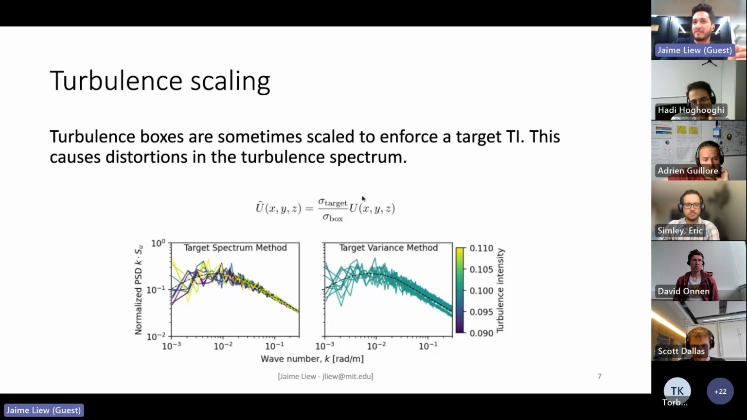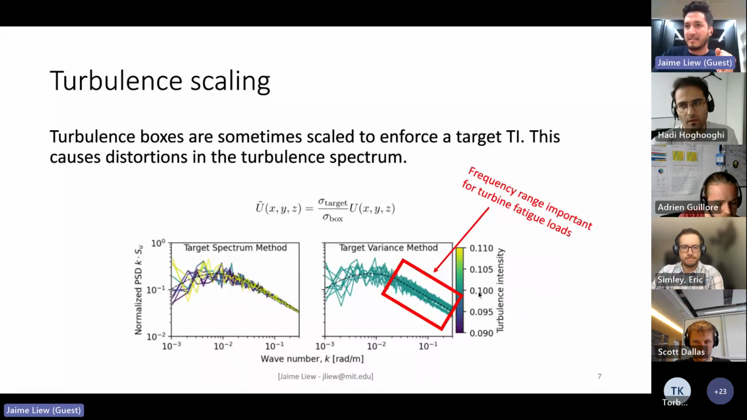If you perform some kind of scaling, you can get to this right plot where all the lines are now the same color. They have the same turbulence intensity. This was done by shifting the spectrum up and down, which is essentially what happens when you scale every point. But the issue is that now the spectrum, especially in the high frequency area, has a wider spread compared to what it was before on the left figure.